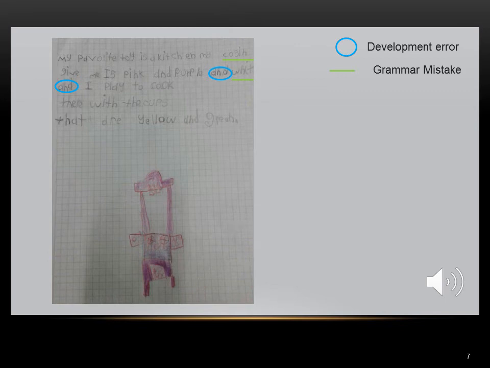So here we can find the first mistake, that is a grammar mistake, when she wrote cousin and when she wrote the color white. Then there is a developmental error because she wrote "and", but when she continues learning English, she won't repeat that word because she learned punctuation and she can use a comma.